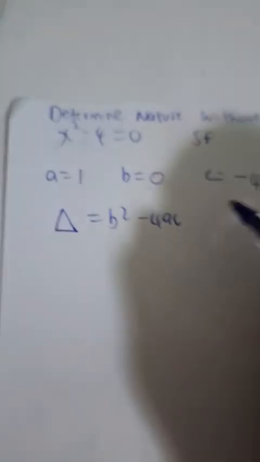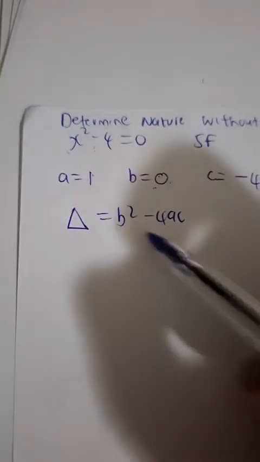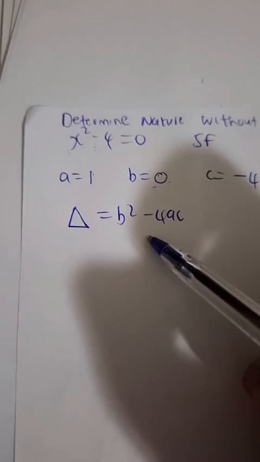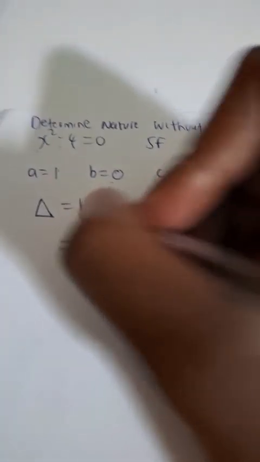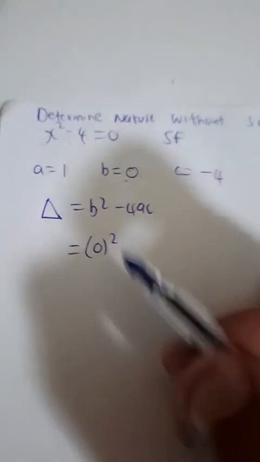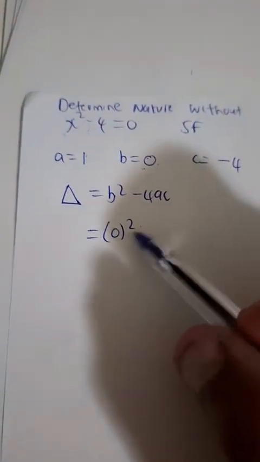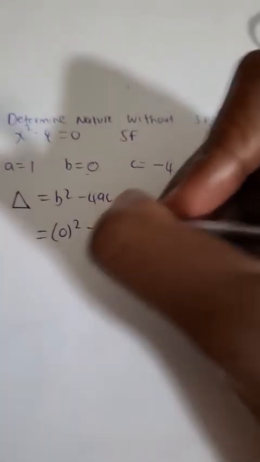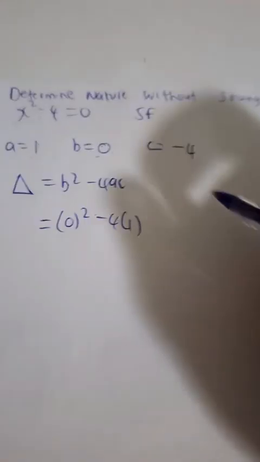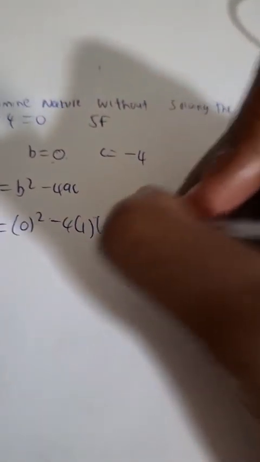Step number 3, write down the discriminant. Delta is equal to b squared minus 4ac. Next step, we substitute using brackets. So b is 0 and then we square it in brackets, minus 4, a is equal to 1 in brackets, c is equal to negative 4 in brackets.